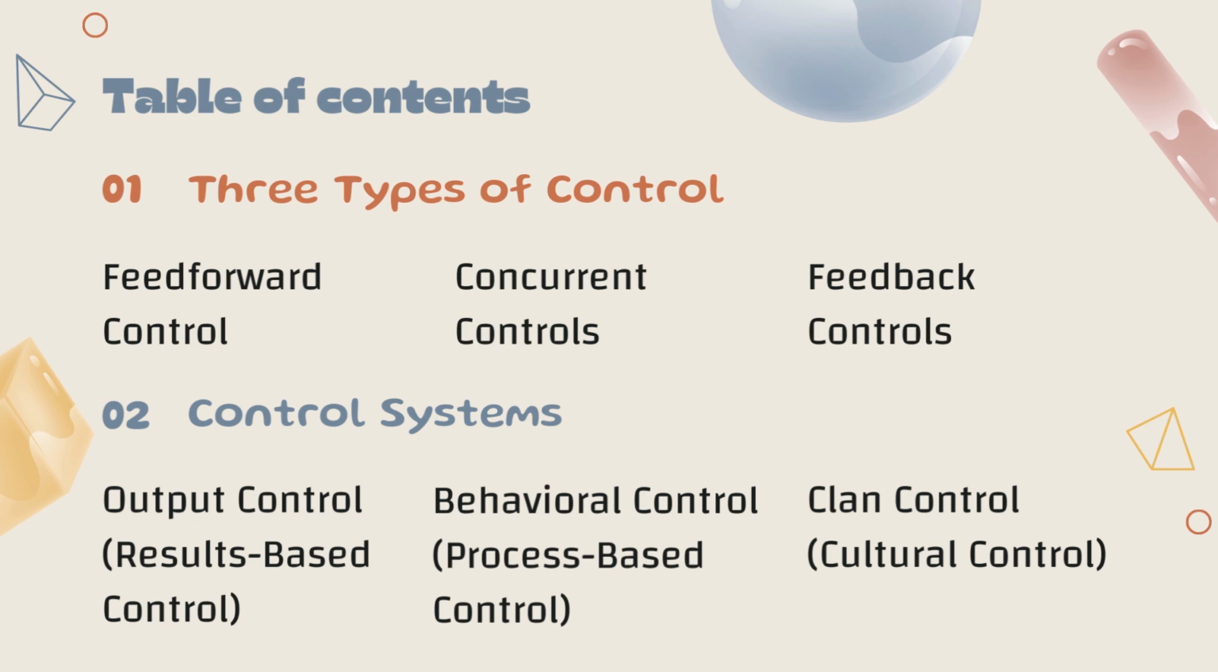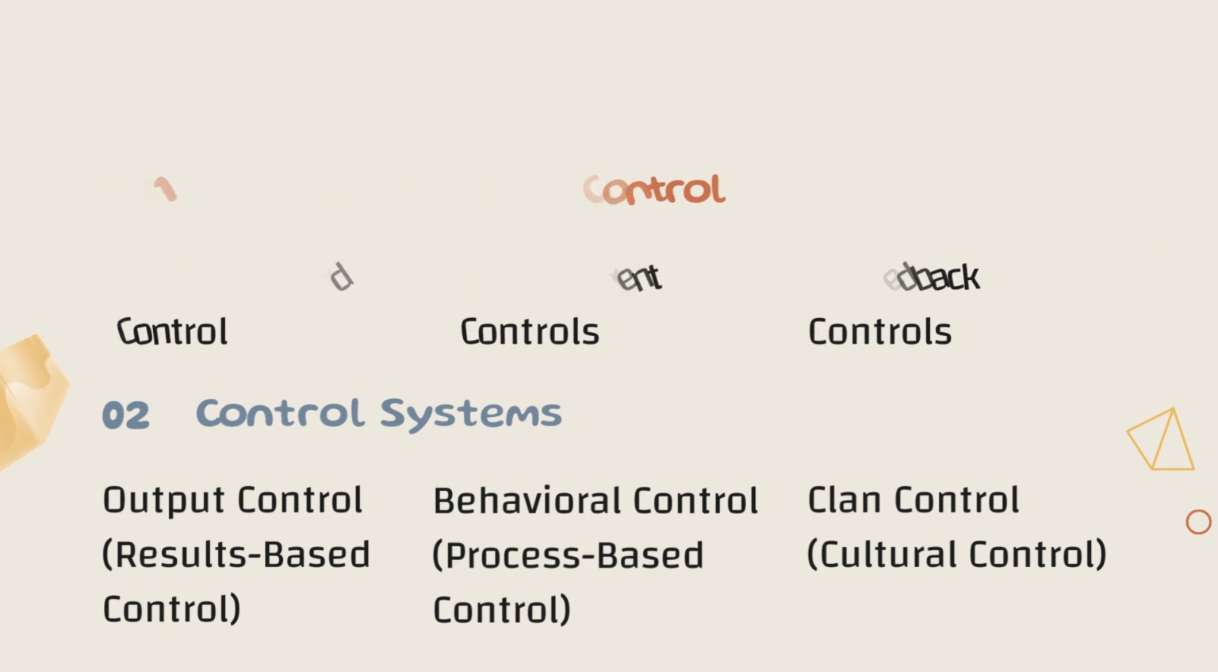1. Three types of control: feed-forward control, concurrent controls, feedback controls. Number 2. Control system. The first is output control, results-based control. The second is behavioral control, process-based control. And the last one is clan control, cultural control.